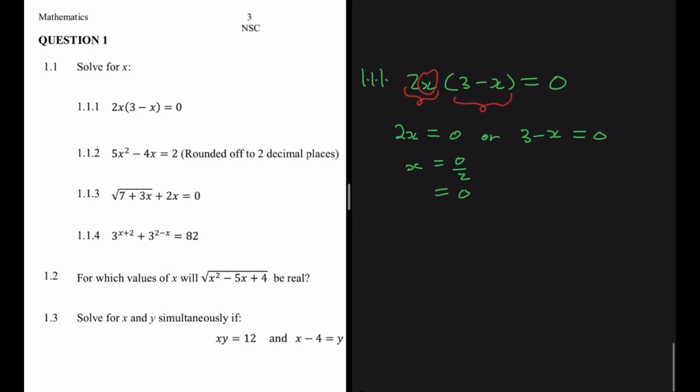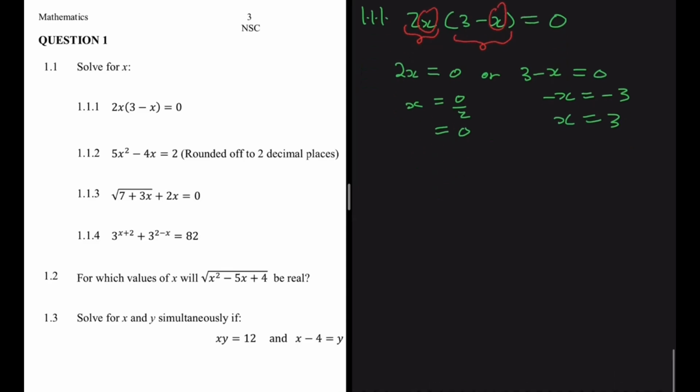On the other side, we're going to get minus x being equal to minus 3, so x is equal to 3, right? And then that also satisfies our equation. If x is equal to 3, then we have 3 minus 3, which is 0, and then our equation is satisfied. So let's move forward and do 1.1.2.